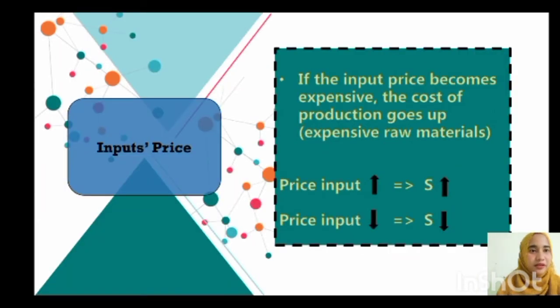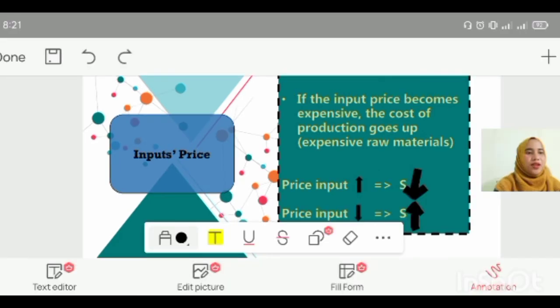So if the input price becomes expensive, the cost of production goes up. So what will happen if the input price goes up? It will increase. So now we go to the inputs' price, right? If the input price becomes expensive, or the raw materials of the supply are expensive, for example, the raw materials used to produce a medicine become expensive, meaning the cost of production will go up.